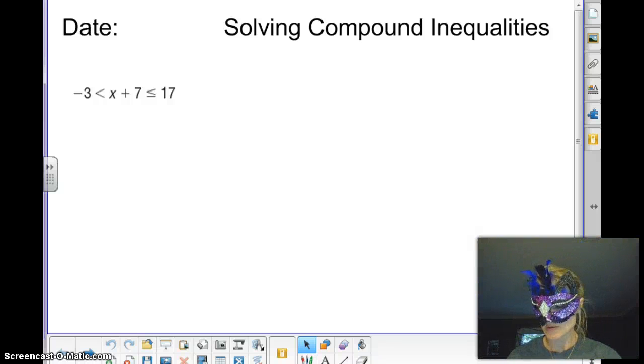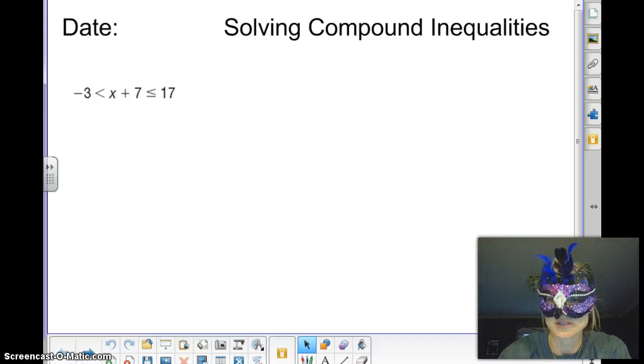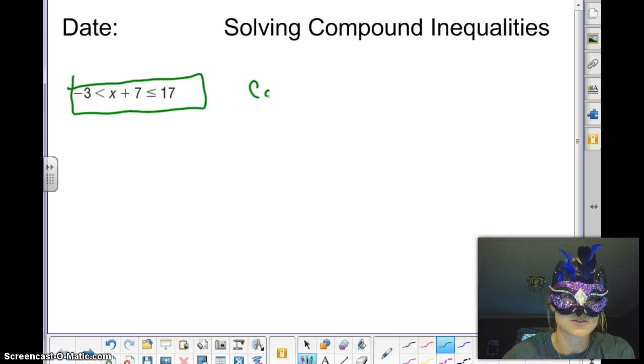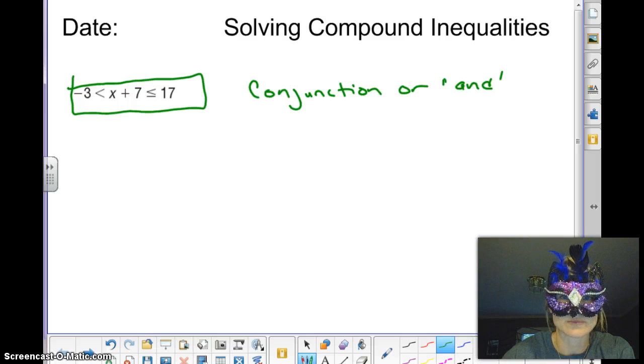Okay, so we've talked about compound inequalities, and we've talked about conjunction and disjunction and how to write it together and graph it and all that sort of good stuff. So now we're looking at solving these two things. First off, when I see it in this form, I automatically know that this is a conjunction, or sometimes we call them an "and" problem, okay? Which means that we're talking about a range of solutions, okay?